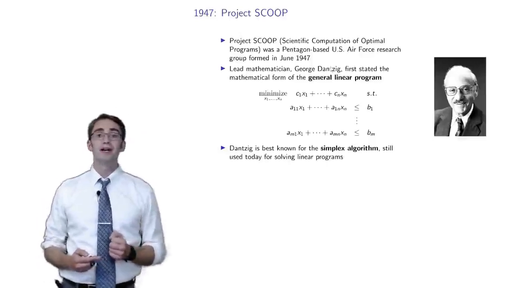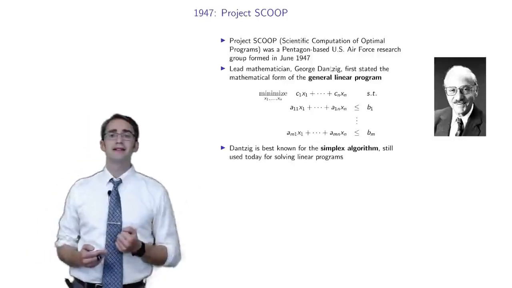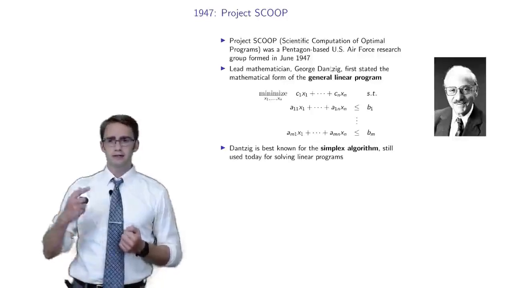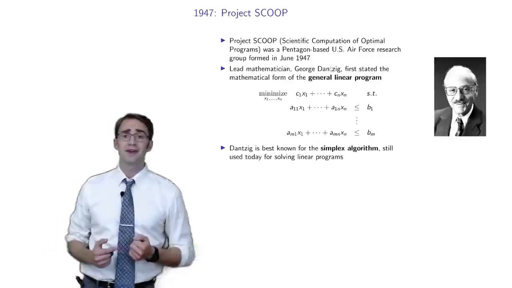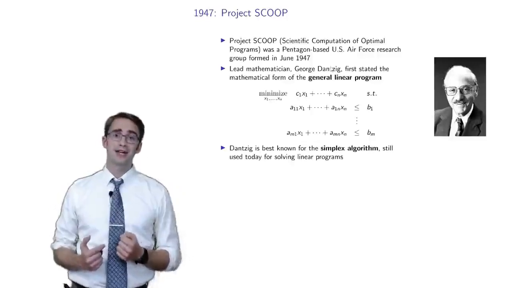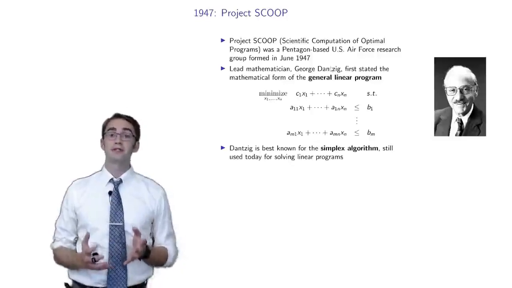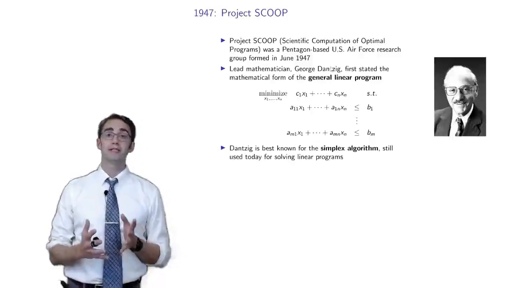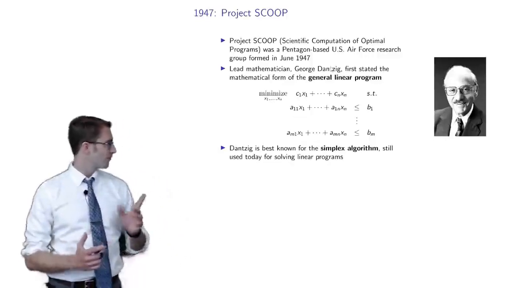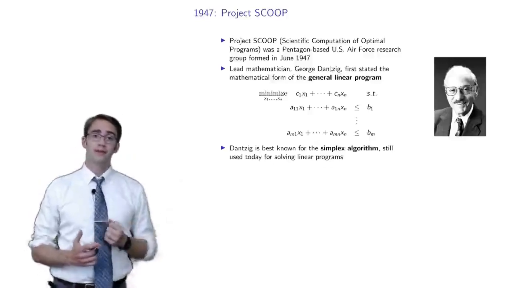Project SCOOP was an Air Force project that took place in 1947. This fellow here at the right is George Dantzig, who was my academic grandfather. He was my thesis advisor's thesis advisor. Project SCOOP, which stood for Scientific Computation of Optimal Programs, was a Pentagon-based U.S. Air Force research group that was formed in June of 1947. George Dantzig was the lead mathematician for this, and he stated the general form of what is called a linear program, which is something you're going to know very well over the next few weeks.